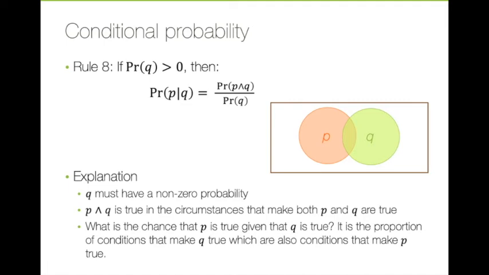What we're interested in, though, with conditional probability is the chance that P is true given that Q is true. So we start by restricting ourselves to the conditions where Q is true in the green circle. Then we ask, what proportion of those are also conditions where P is true? So in terms of this diagram, the conditional probability of P given Q asks us to determine what proportion of the Q region is also a P region. So what's the ratio of the overlap to the total Q region?